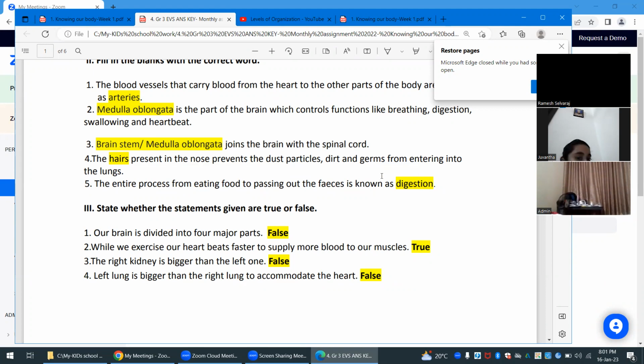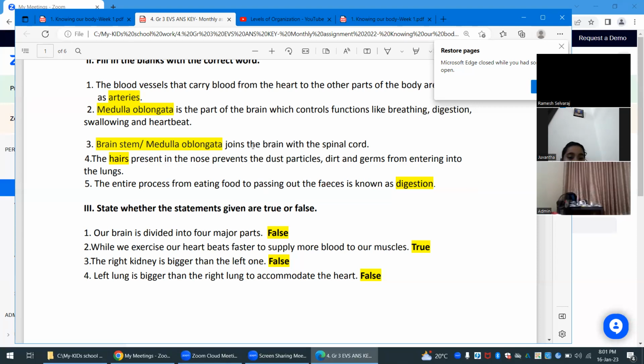If some germs enter into the lungs, what would happen? It would get infection. Then what would happen? Then we would cough. Then what would happen? Sometimes pneumonia also comes. So we need to be safe when we are going out, especially in dusty areas. Okay.